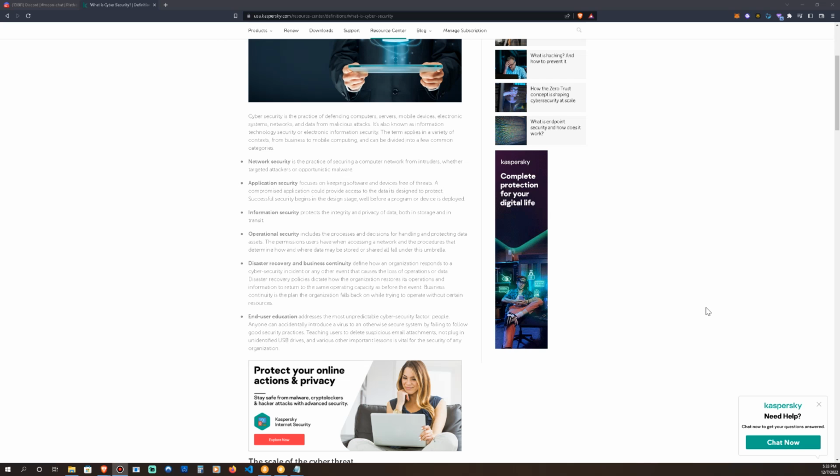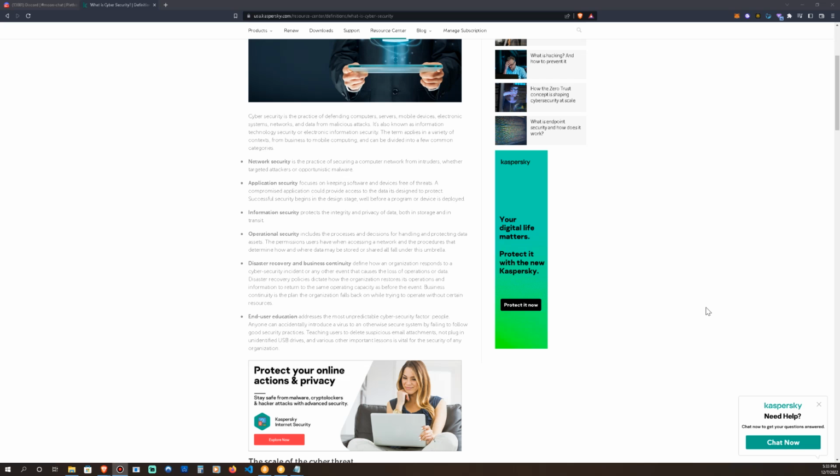Information security. This protects the integrity and privacy of data, both in storage and in transit. Then there's operational security. This includes the processes and decisions for handling and protecting data assets, the permissions users have when accessing a network, and the procedures that determine how and where data may be stored or shared all fall under this umbrella.